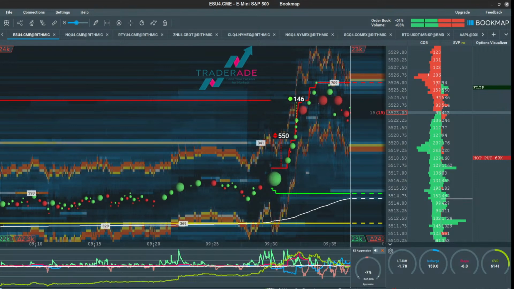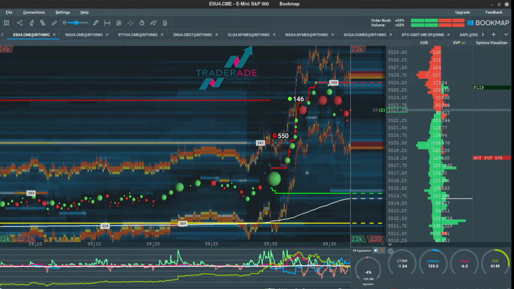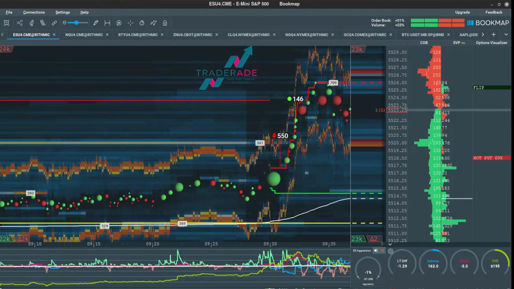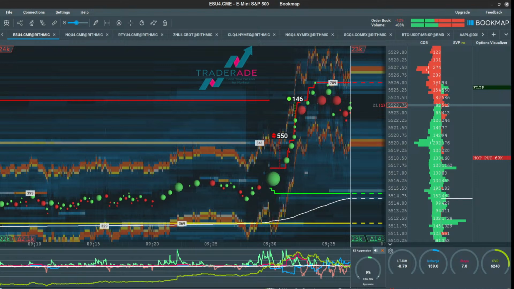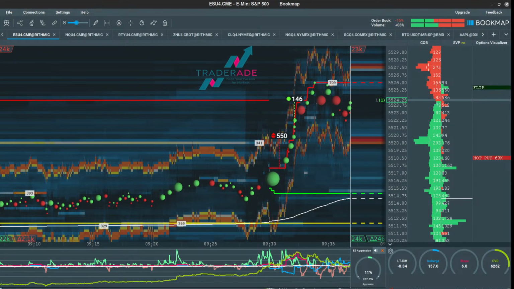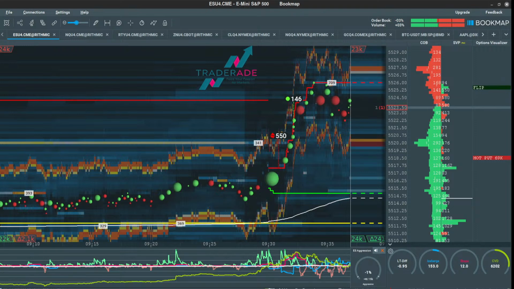Now, one thing I like about this so far, it's not a terrible opening range. It's about 11 handles so far. Maybe that can widen. Maybe we can have a decent amount of volatility and maybe even a trend day. Let's not get our hopes up too much, but anything's possible.